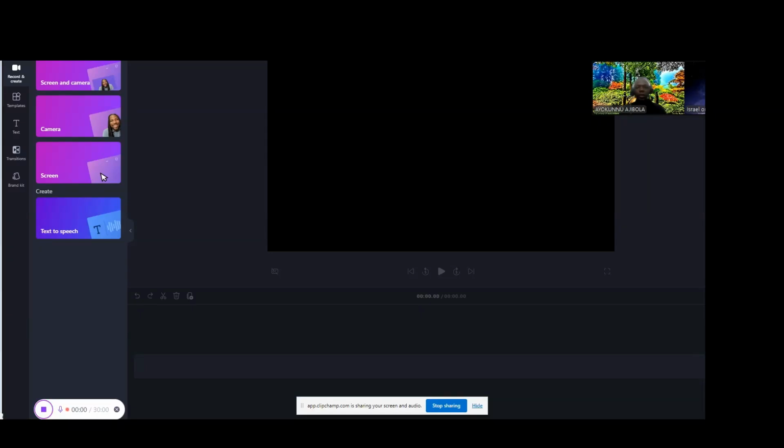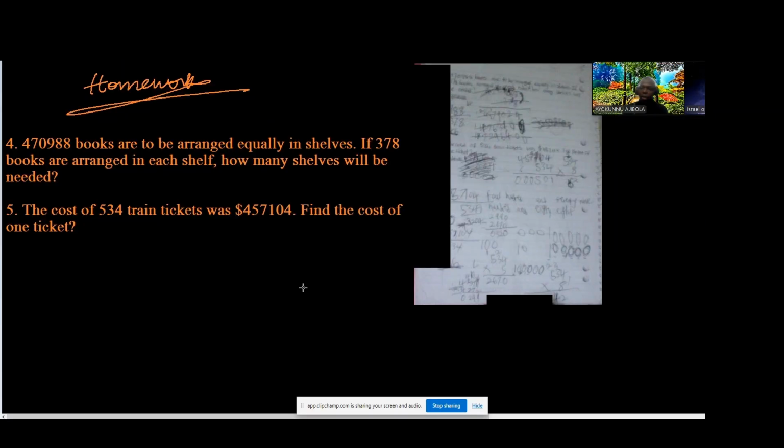Two questions are given to you. The first one, number four, says 470,988 books are to be arranged equally in shelves. If 378 books are arranged in each shelf, how many shelves will be needed? And the second one says the cost of 534 train tickets was 457,105. Find the cost of one ticket.